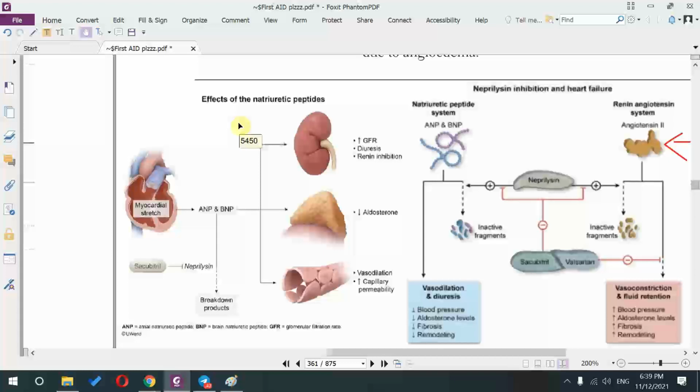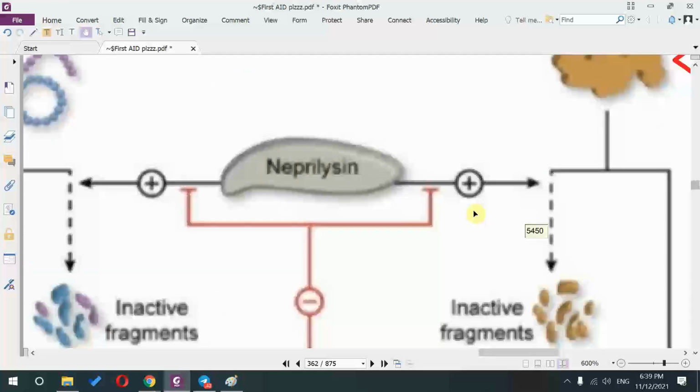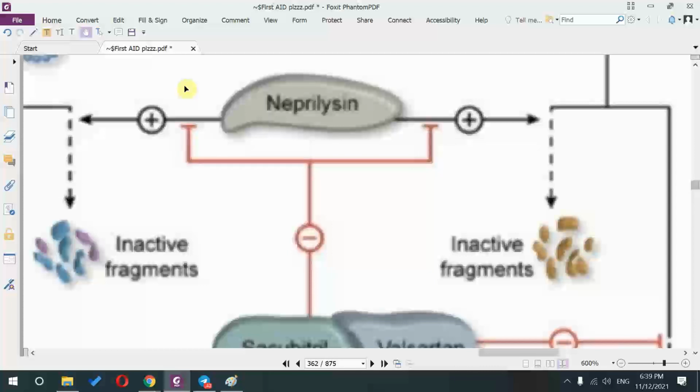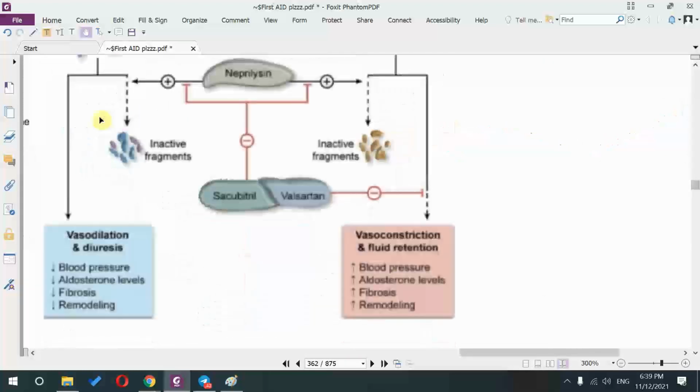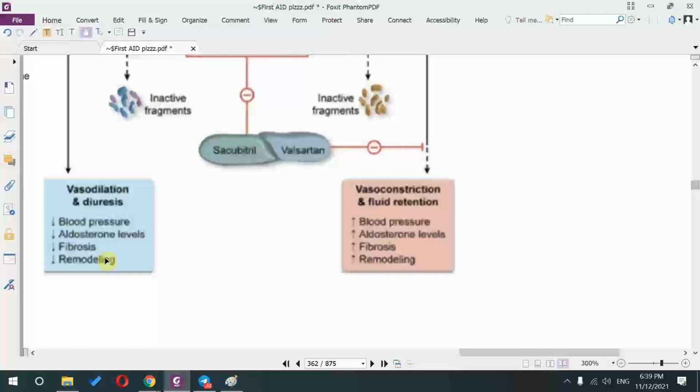Stretch, exactly. ANP and BNP get secreted. I asked which form of stimulation leads to hypersecretion of ANP and BNP. The answer was stretch. Like in cases of hypervolemia, there will be stretch, and ANP and BNP are secreted. Remember that there is an enzyme called neprilysin. Here is neprilysin. Neprilysin inhibits it. Remember that ANP and BNP are like perfect hormones. Why? They vasodilate and lead to diuresis, which is good for you.